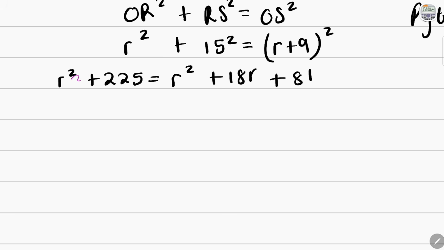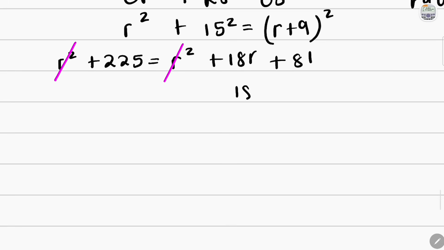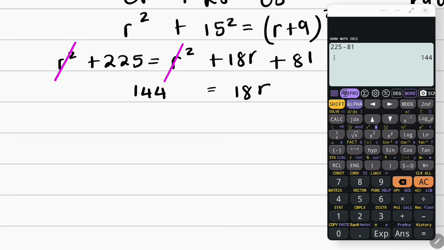And you can see now the R squared and the R squared will cancel because if you take that over, it becomes negative R squared. So it will cancel. So they're gone. And all we have is this 18R here. So let's leave it on the right-hand side and take that 81 over. So 225 minus 81. Okay, that's 144.